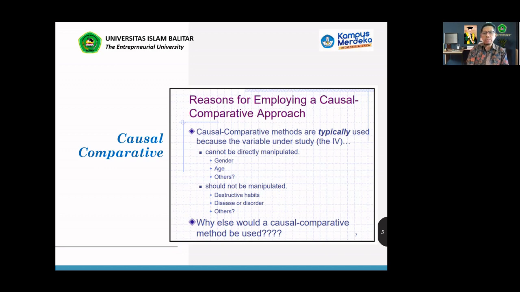So, why else would the causal comparative method be used? We can discuss further. Please read the materials that I have already given you, the books, 9 books. We will use Park's books. Then in your discussion, you can ask me for clarity on this.